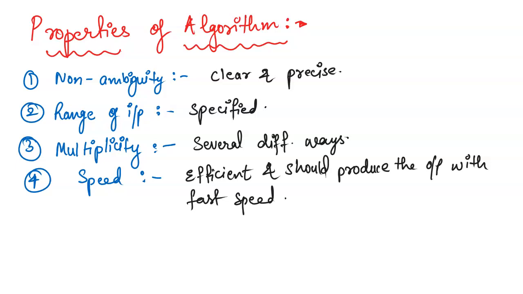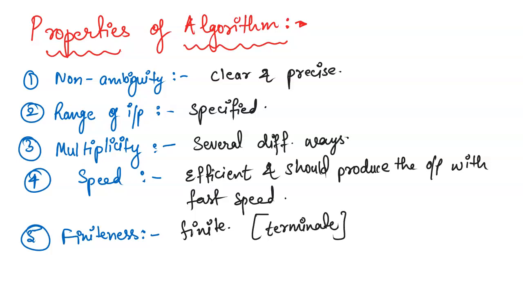Now let us see the last property of the algorithm, that is finiteness. So basically, the algorithm should be finite. That means after performing the required operations, it should terminate.